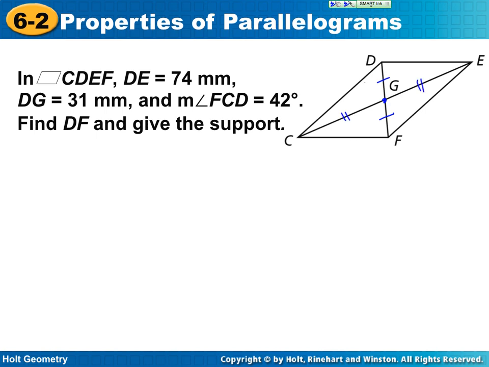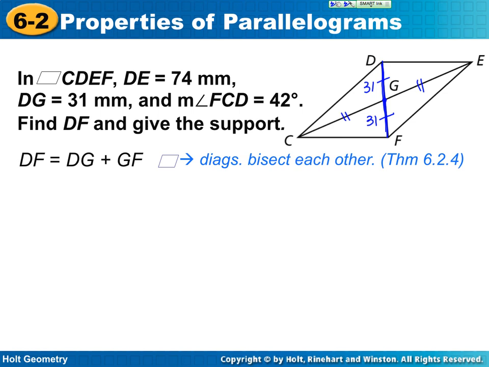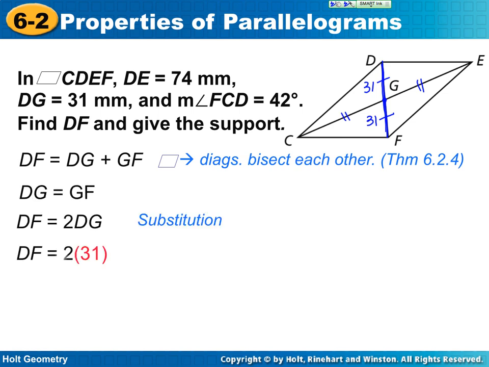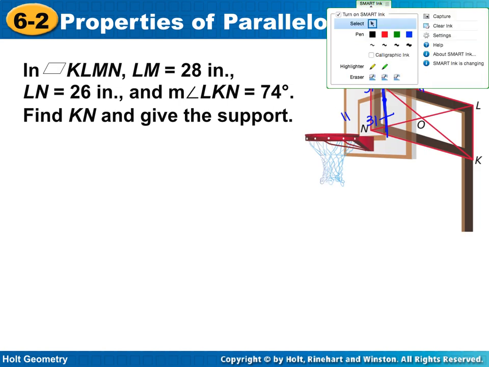So if we know DG is 31, then GF is 31. And so this whole diagonal is 62. So that's how we would get to that one. The 31 times 2 is 62. Make sense?